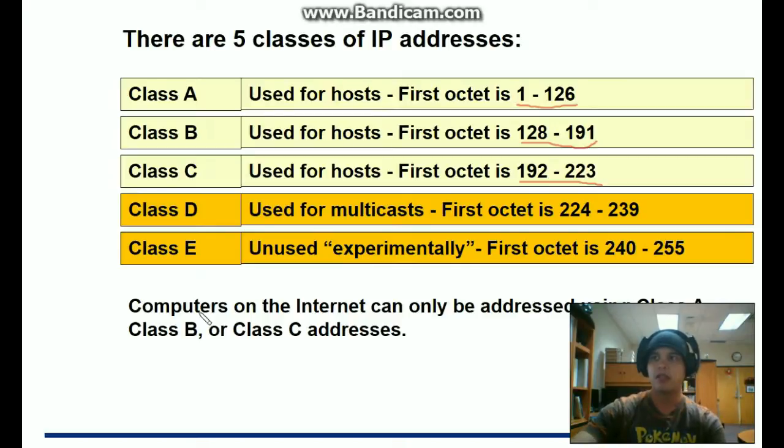All right, so there it is. Computers on the network can only be addressed using these addresses right there. So for you to learn subnetting, I suggest that you memorize these numbers right here. When you subnet, you can automatically know if it's a Class A, Class B, or Class C, and based on that, there is a default subnet mask attached to it. All right?